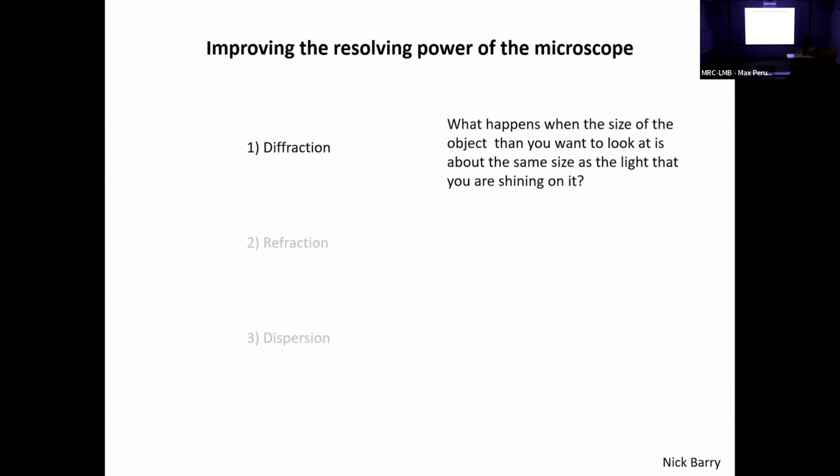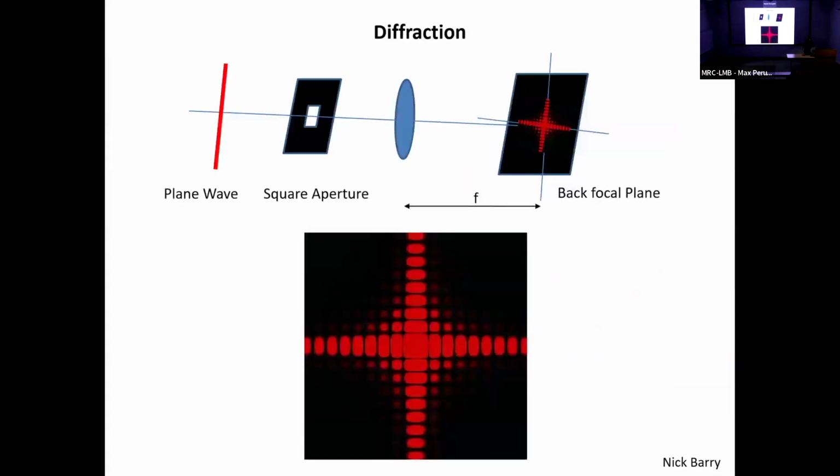So diffraction. This is what happens when the size of the object you want to look at is about the same size as the wavelength of the light that you're shining on it. This is a typical diffraction experiment. You take a plane wave, shine it through a small aperture, in this case a square one, and you get a diffraction pattern, which you can observe in the back focal plane, something like this for a small square aperture.